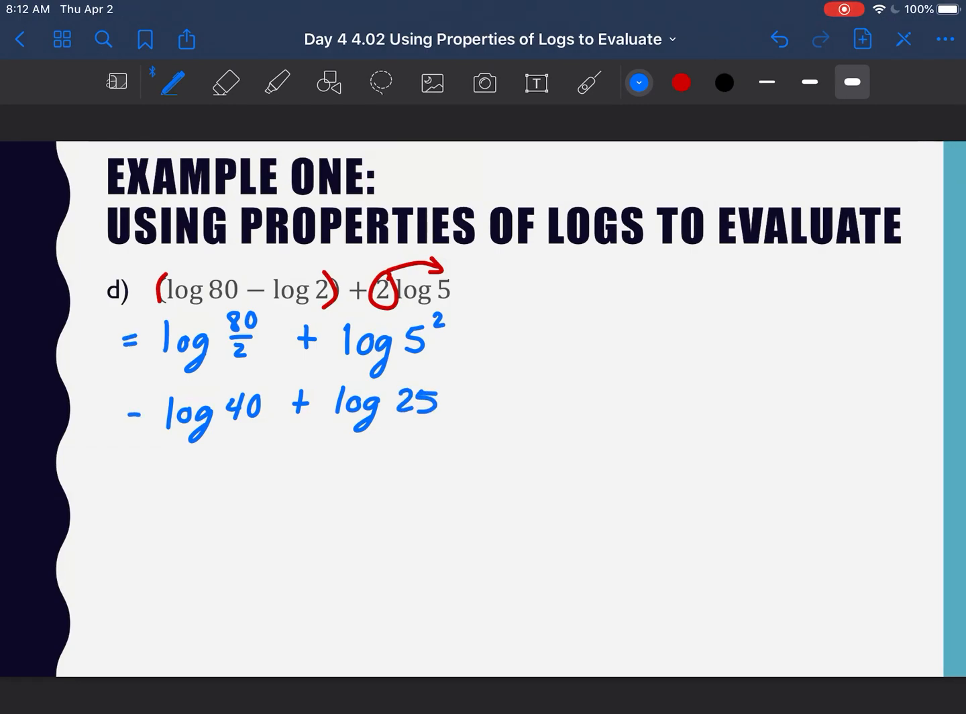All right, so now that I've gotten rid of the parentheses and the number in front, now I can combine them into a single log. It's addition, so I'm going to multiply. So log, and then 40 times 25.